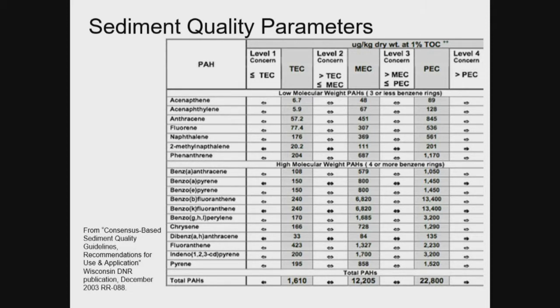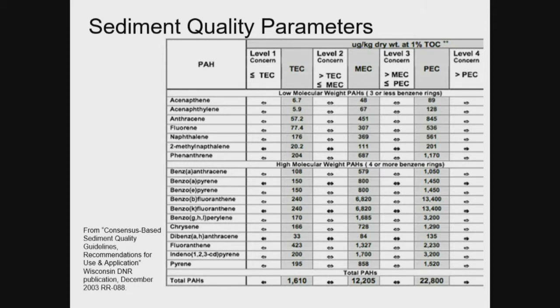And so benzo[a]pyrene is about halfway down there, and 150 micrograms per kilogram is the threshold effects concentration, and then 1450 is the probable effects concentration. These are micrograms per kilogram of the sediment after it's been dried, so we remove the water, and it's normalized to 1% total organic carbon.